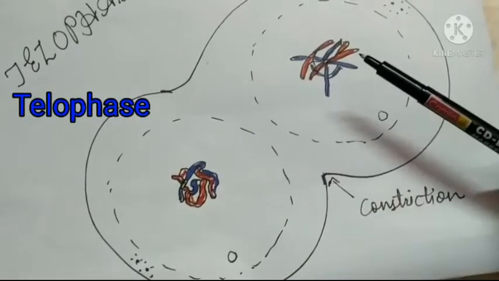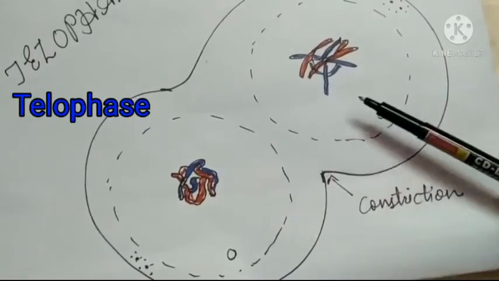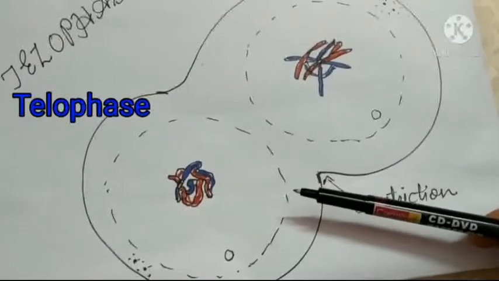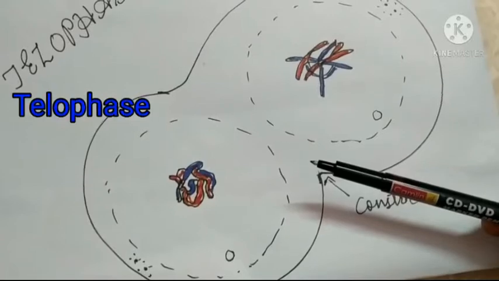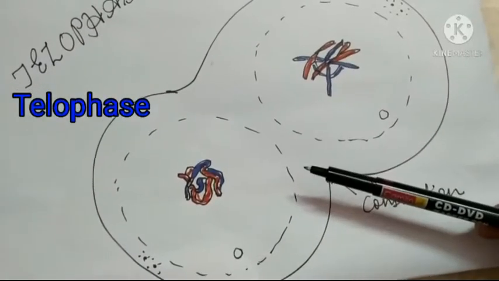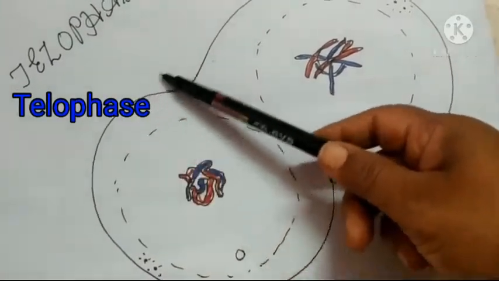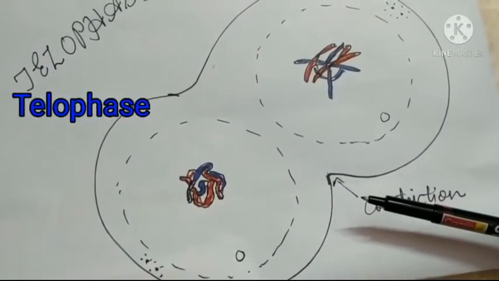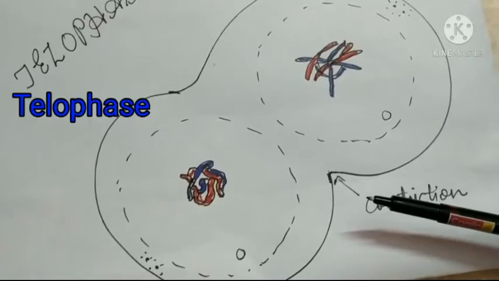The nucleolus is also seen in both of the daughter nuclei. In this way, karyokinesis, that is the first stage, is completed, and next cytokinesis begins, in which the cytoplasm is going to divide. So two new cells are formed, which are daughter cells.